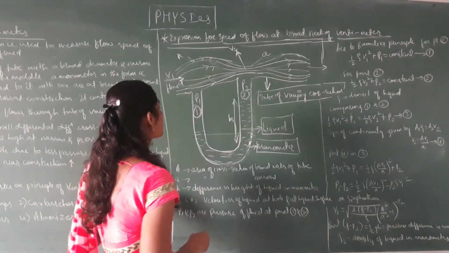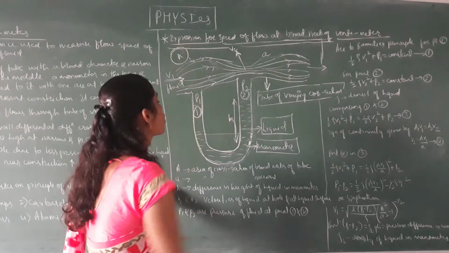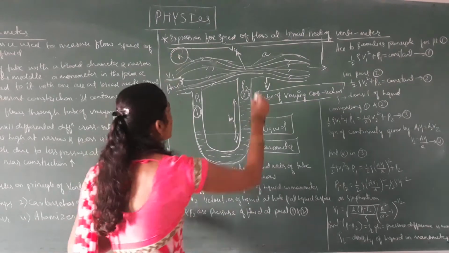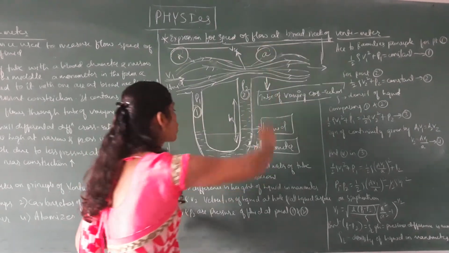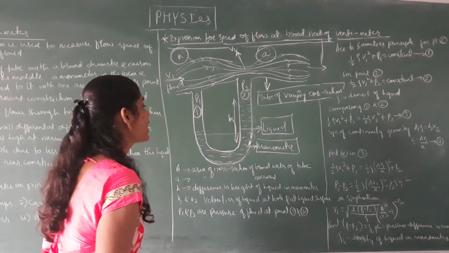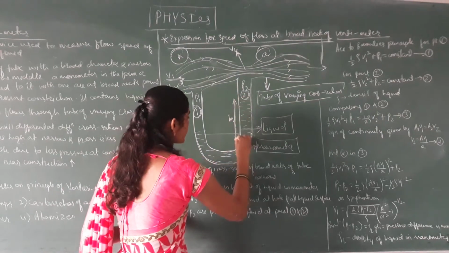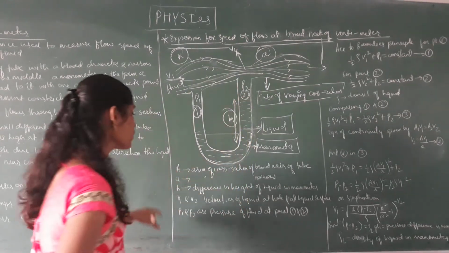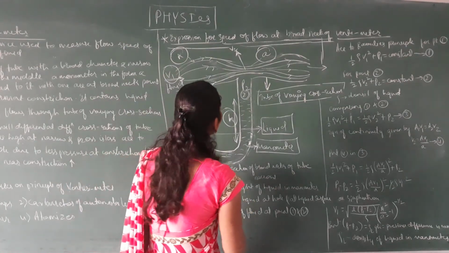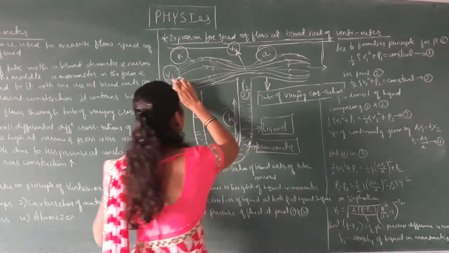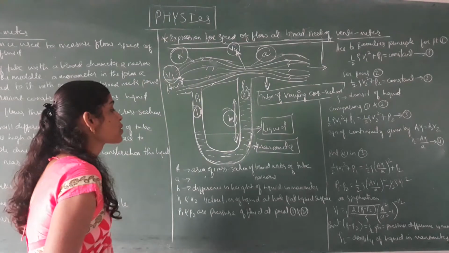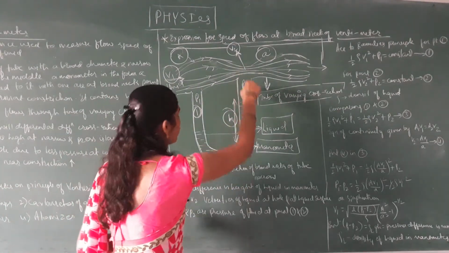From this diagram, capital A is the area of cross section at the broader neck of the tube, and small a is the area of cross section at the narrow area. H is the difference in height of the liquid in the manometer, as shown here. V1 and V2 are the velocities. V1 is the velocity at the broader area and V2 is the velocity at the narrow area.